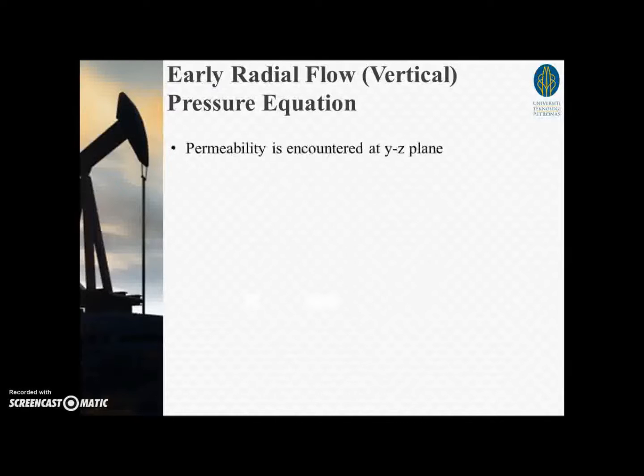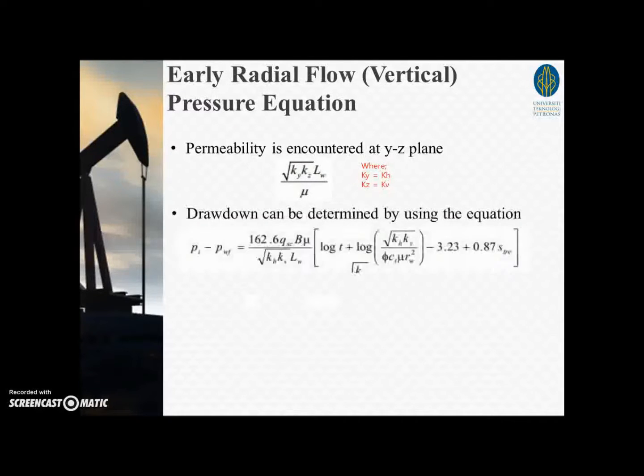For early radial flow, also known as vertical flow, permeability is only counted at the y and z plane, as shown in the diagram, where Ky is known as Kh and Kz is known as Kv. Drawdown can be further determined by using the equation as stated, and from this equation, true skin can be determined.